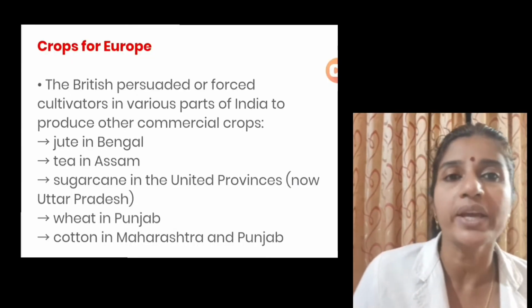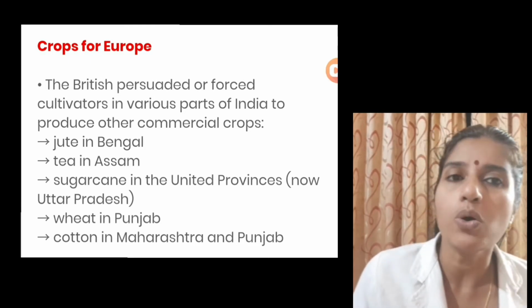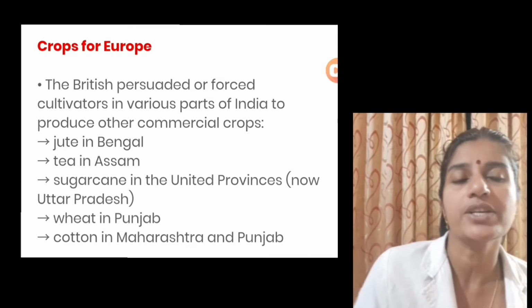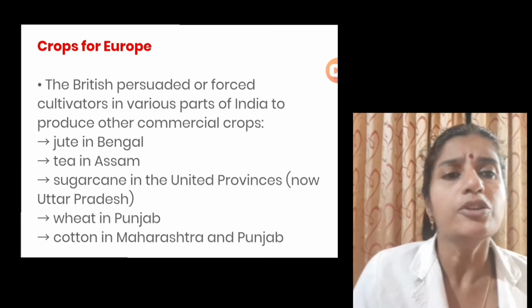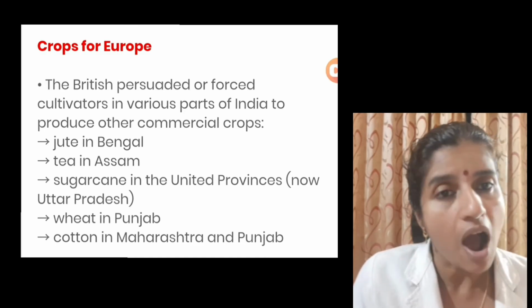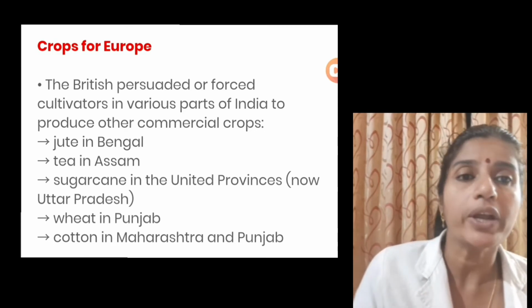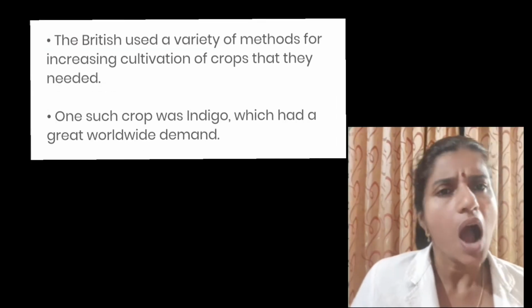And today we will discuss the topic Crops for Europe. Let's start. Now, the British also realized that the countryside could not only yield revenue, it could also grow the crops that Europe required. So the British forced cultivators in various parts of India to produce crops. For example, jute in Bengal, tea in Assam, sugarcane in Uttar Pradesh, wheat in Punjab, cotton in Maharashtra and Punjab, and rice in Madras. How was this done?